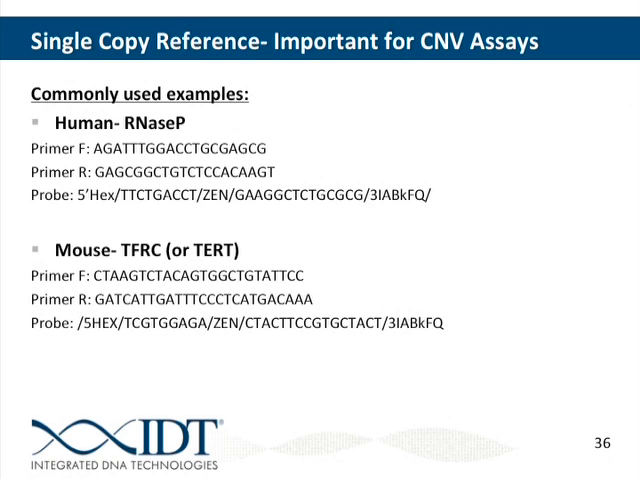And then one final consideration for designing CNV assays, one of the most important considerations, is having a good reference gene, a known single copy gene that you can use to compare to. We commonly recommend RNase P for human, and we have an assay for that, or for mouse, either TFRC or TERT. There are different single copy genes for different organisms, but you just want to make sure that you have at least one, if not more, known single copy gene as a reference when you're doing CNV assays.